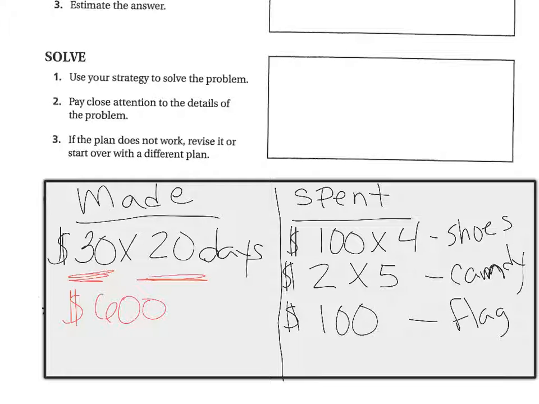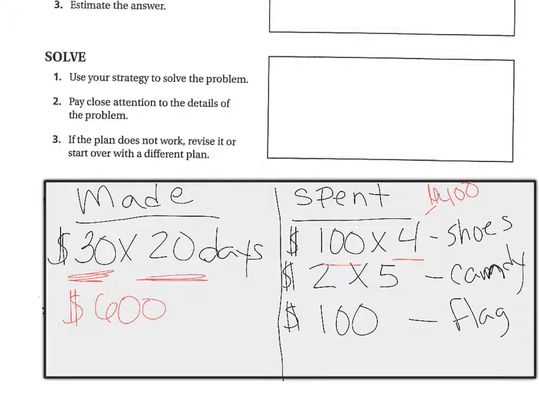I look over here and he spent $100 on 4 pairs of shoes. Now to figure out the total, or the number of times he spent $100, I have to multiply. So 100 times 4 is $400. So I know he spent $400 on shoes.